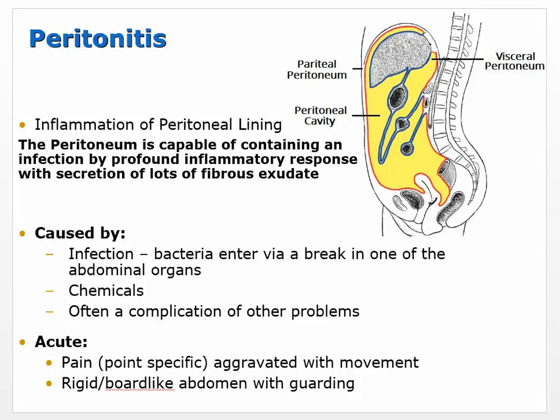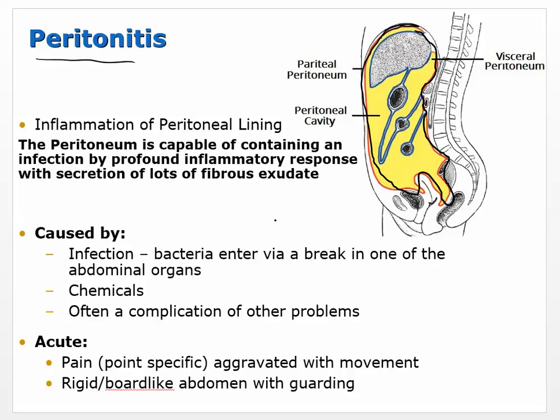So the peritoneal cavity is holding all of these internal organs, and those internal organs aren't supposed to leak into this cavity. So peritonitis is usually when something does get in there to cause inflammation. Peritonitis, as a definition, is inflammation of the peritoneal lining.